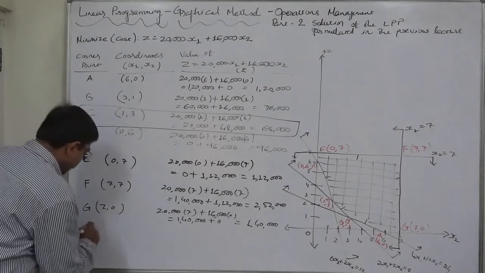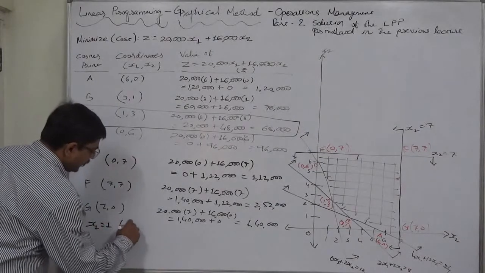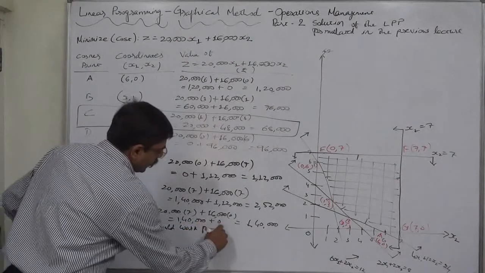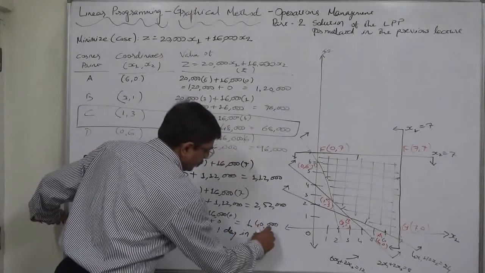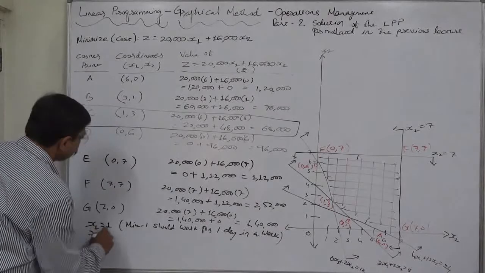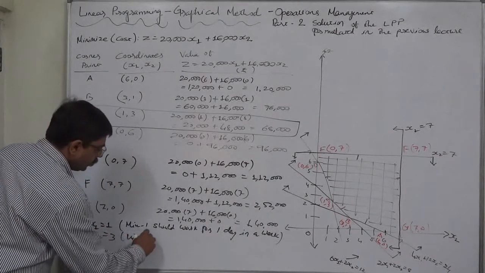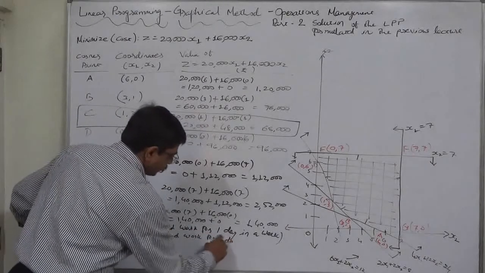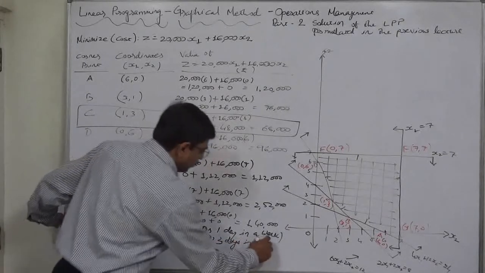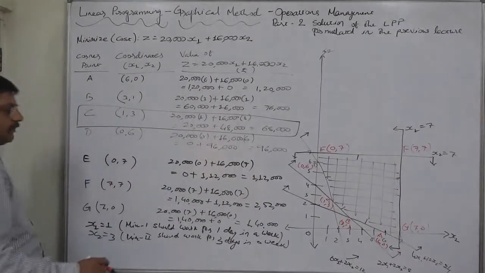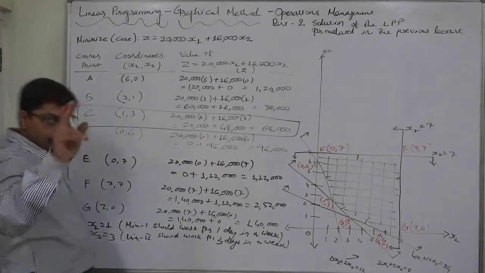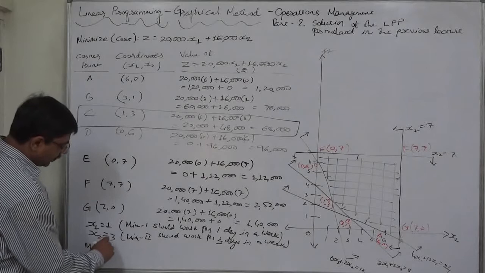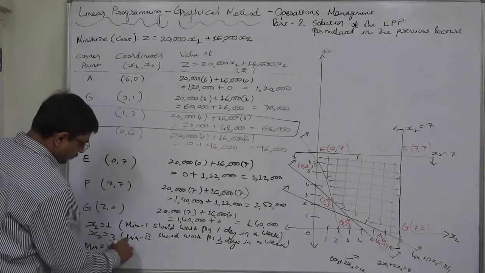The interpretation is x1 equals 1, that means mine 1 should work for 1 day in a week. x2 equals 3, that means mine 2 should work for 3 days in a week, so that the minimum required production is obtained and at the minimum possible cost, and minimum Z, that means minimum operating cost, comes to rupees 68,000.